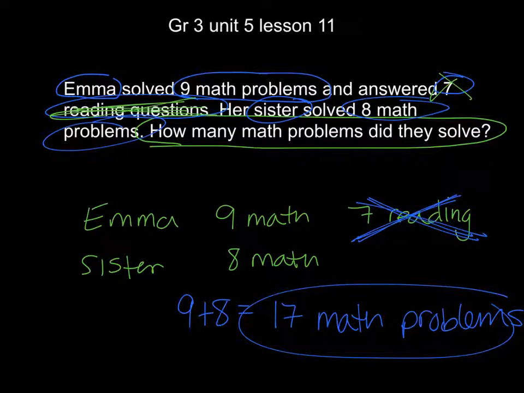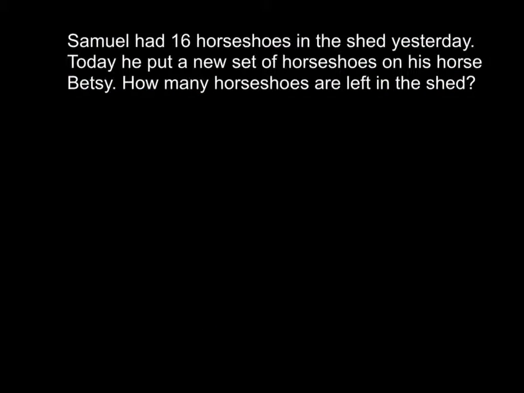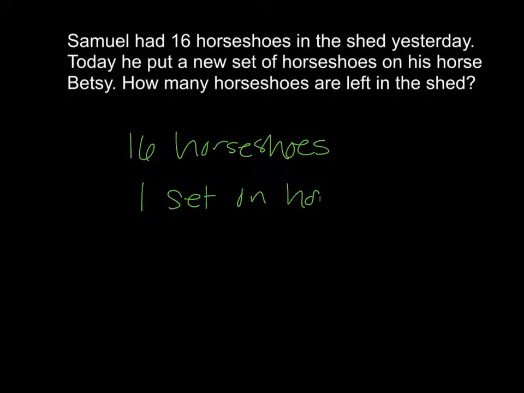Okay, the other thing that we looked at in this section was hidden information. So here I have an example. Samuel has 16 horseshoes in the shed yesterday. Today he put a new set of horseshoes on his horse Betsy. How many horseshoes are left in the shed? Okay, so if I take notes, we've got 16 horseshoes. Now, he put 1 set on his horse.